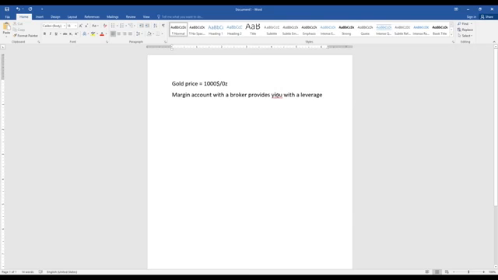Excuse my typo right there. Your broker provides you with a leverage of, say, 1 to 100. Now you've got a leverage of 1 to 100, and the gold price is at $1,000 per ounce. The first thing you're asking yourself is, if I've got $2, the broker is making it 200, right? If I've got $3, the broker is making it 300. If I've got $4, the broker is making it 400. So essentially, with $10, you'd be able to get an ounce of gold.